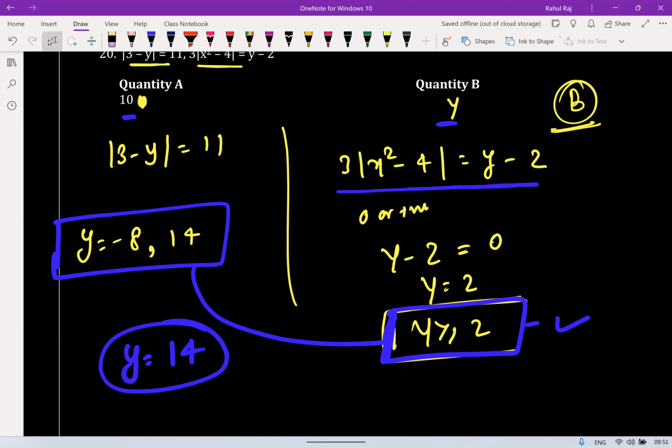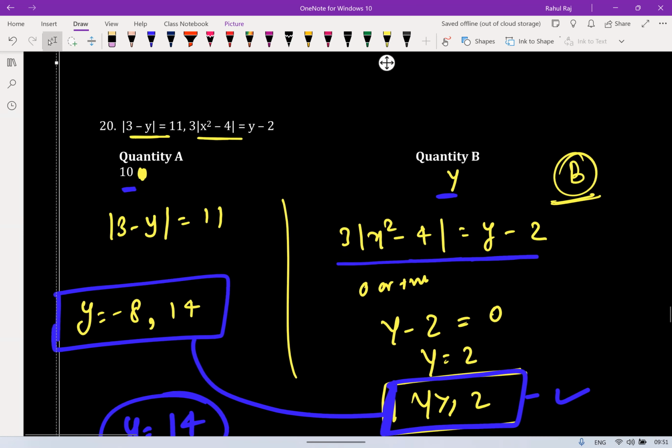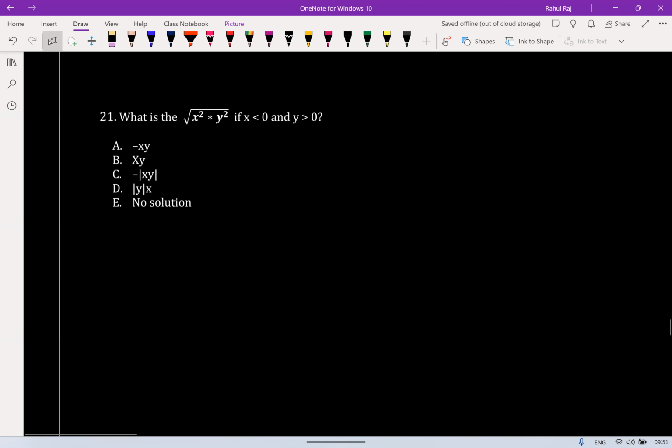Agreed, Alexa. The first part was easy. The second part is easy, but it just needs a little bit of logical thought. Clear? Yeah. Question number 21, boss.